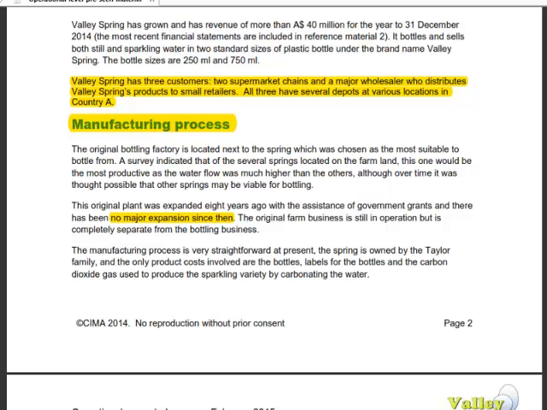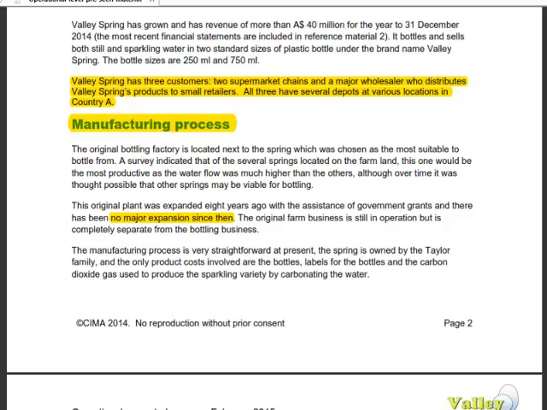Valley Spring has 3 customers, 2 supermarket chains and a major wholesaler who distributes Valley Spring's products to small retailers. All 3 have several depots at various locations in country A. So we've got domestic customers here, and the 2 words that I thought of when I read this small paragraph were customer profitability. Do we actually know which of these chains or wholesalers is profitable? Is one better than the other? Is there some distribution channel that is better than the other? We can't tell from the information that we've got so far.